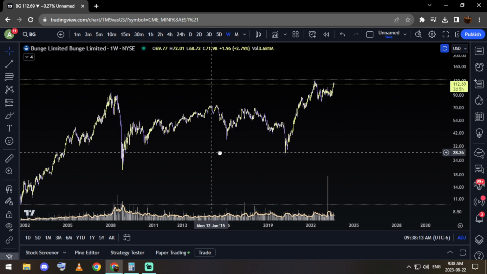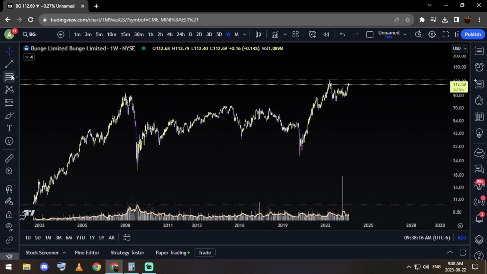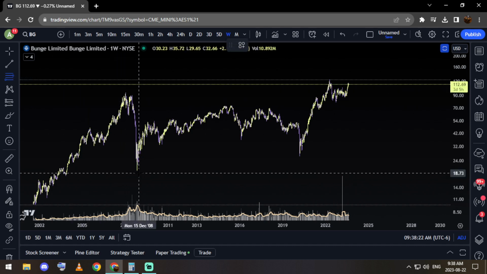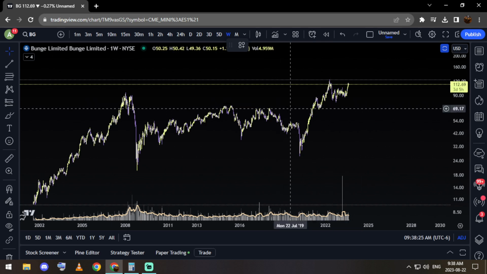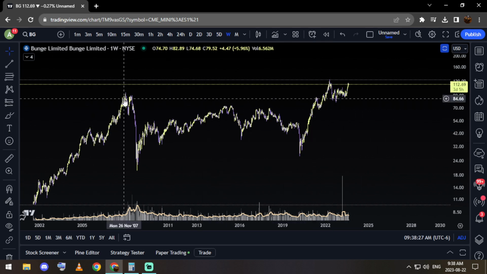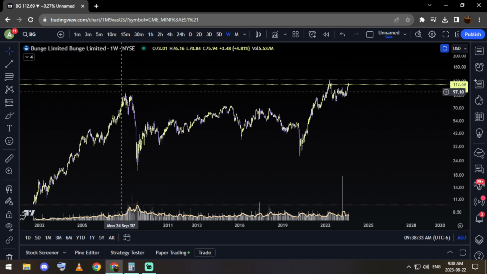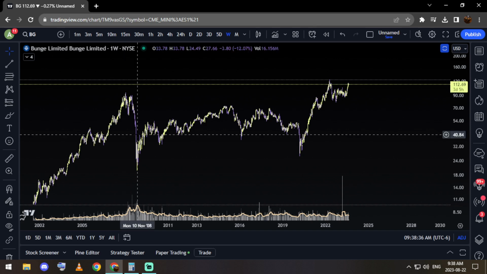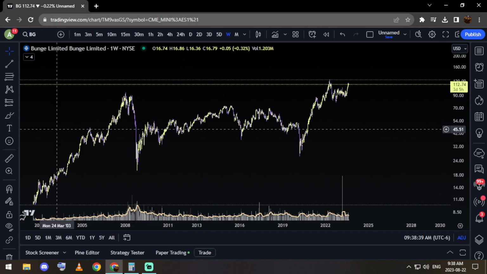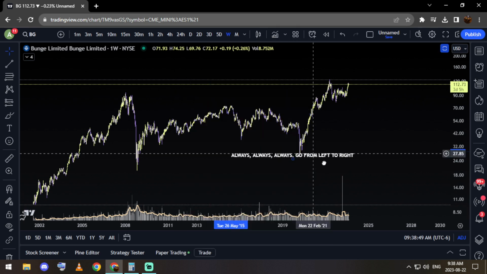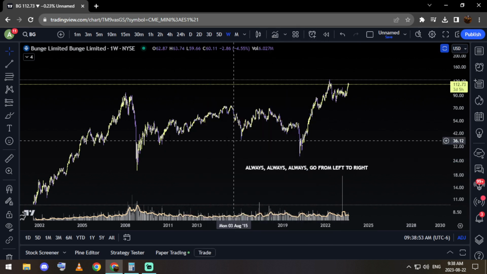Okay, so when we're looking at Fibonacci, the retracement tool itself, you always go from left to right. You never ever go from right to left. Every single time that you take the Fibonacci tool out and you use it, you're always going to go from left to right every single time. Okay, so let's put that as note number one. Always go from left to right. Okay, so that's tip number one for any Fibonacci tool retracements.